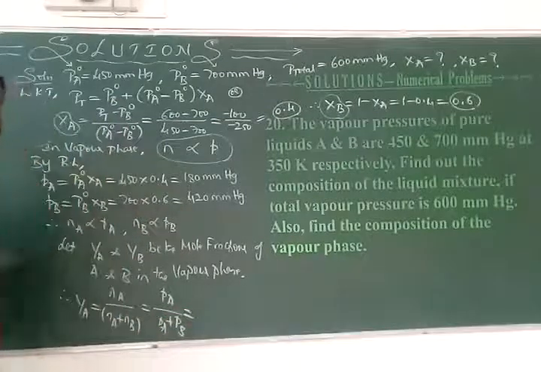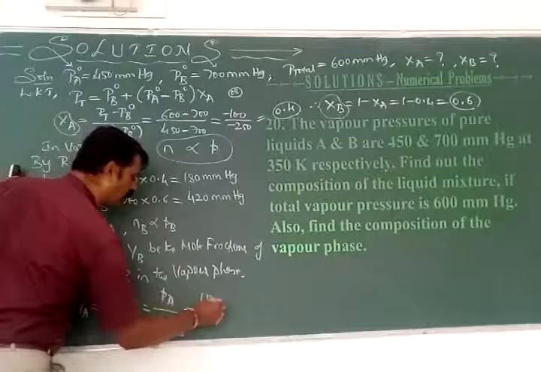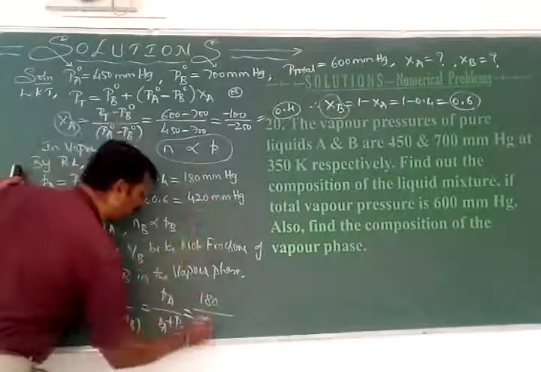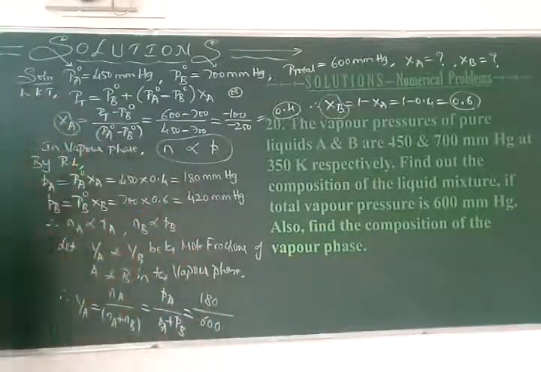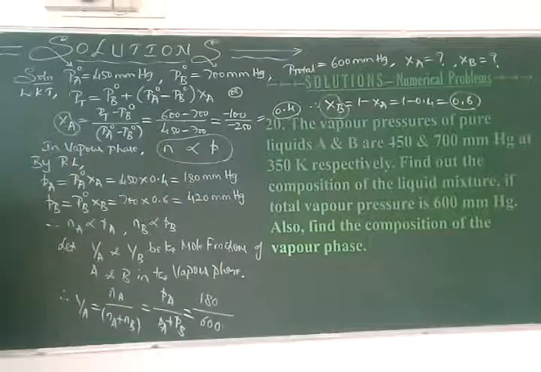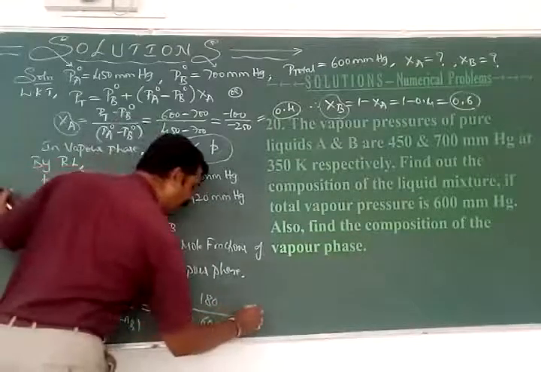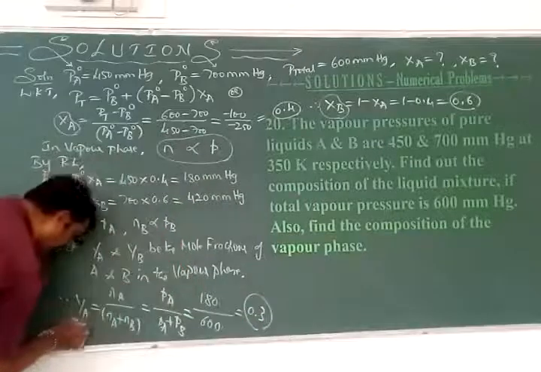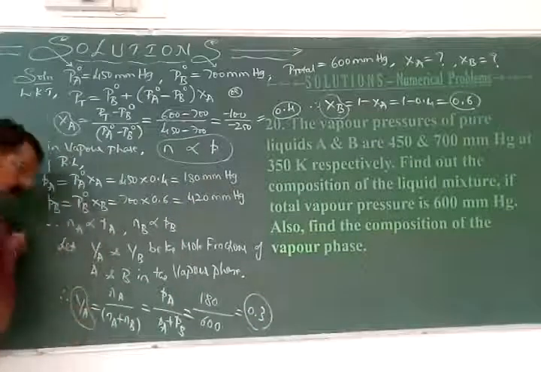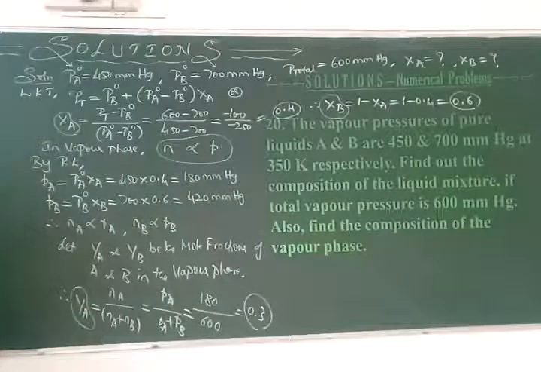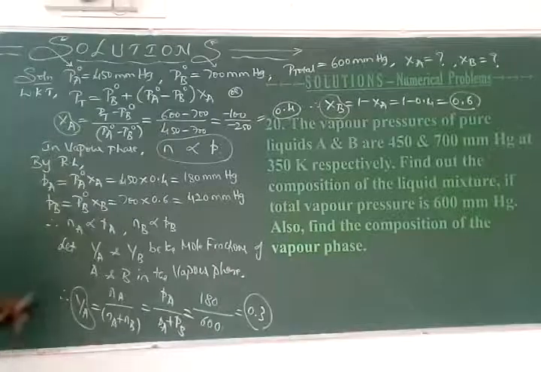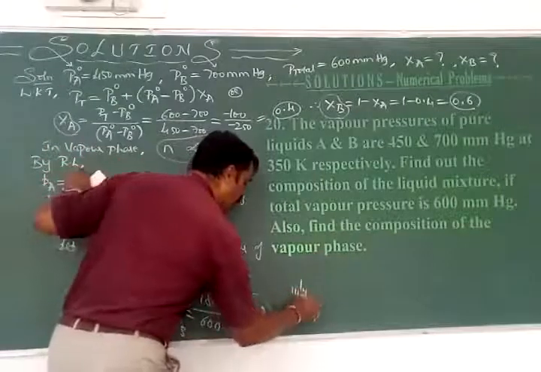What is Pa here? 180, divided by the addition of these two, I think it is 600. Directly I will write that. So it is, I think, 3 by 10, which means 0.3. What is 0.3? It is the mole fraction or the composition of A in the vapor phase. Similarly, what is Yb?